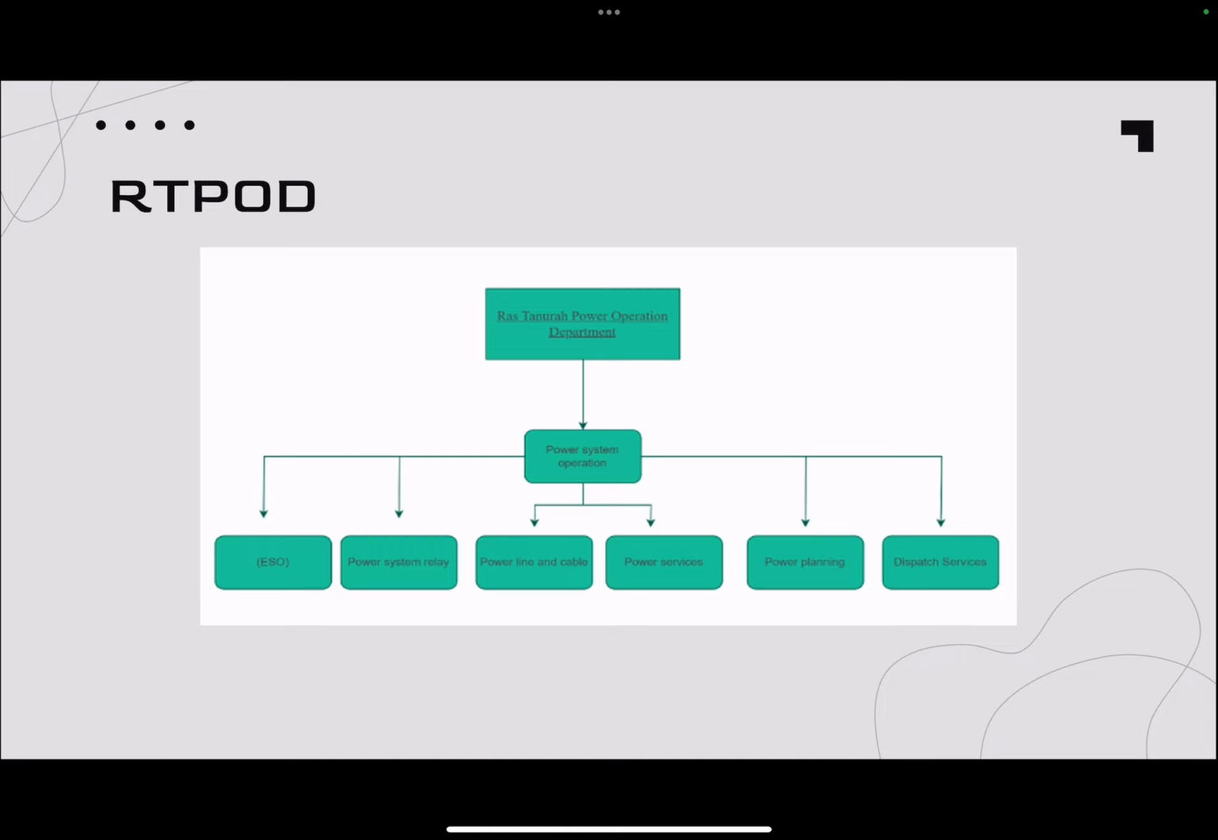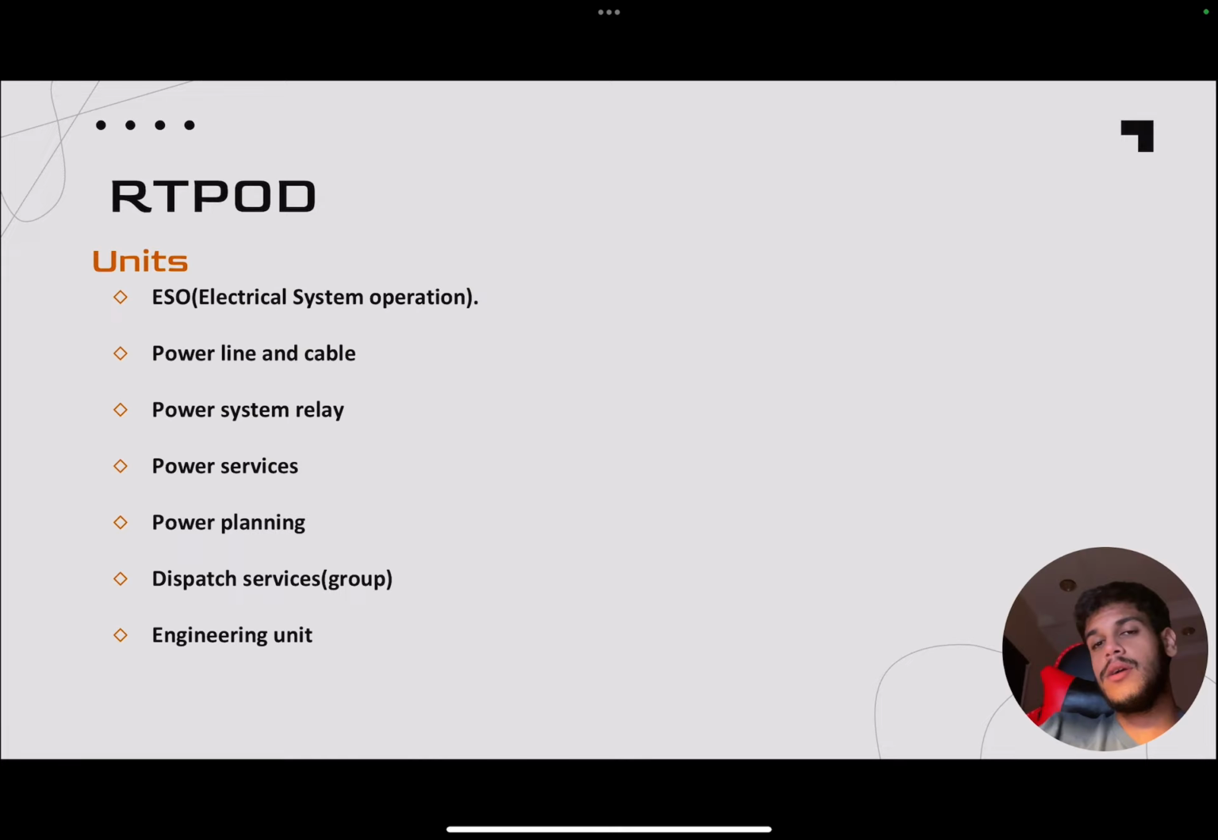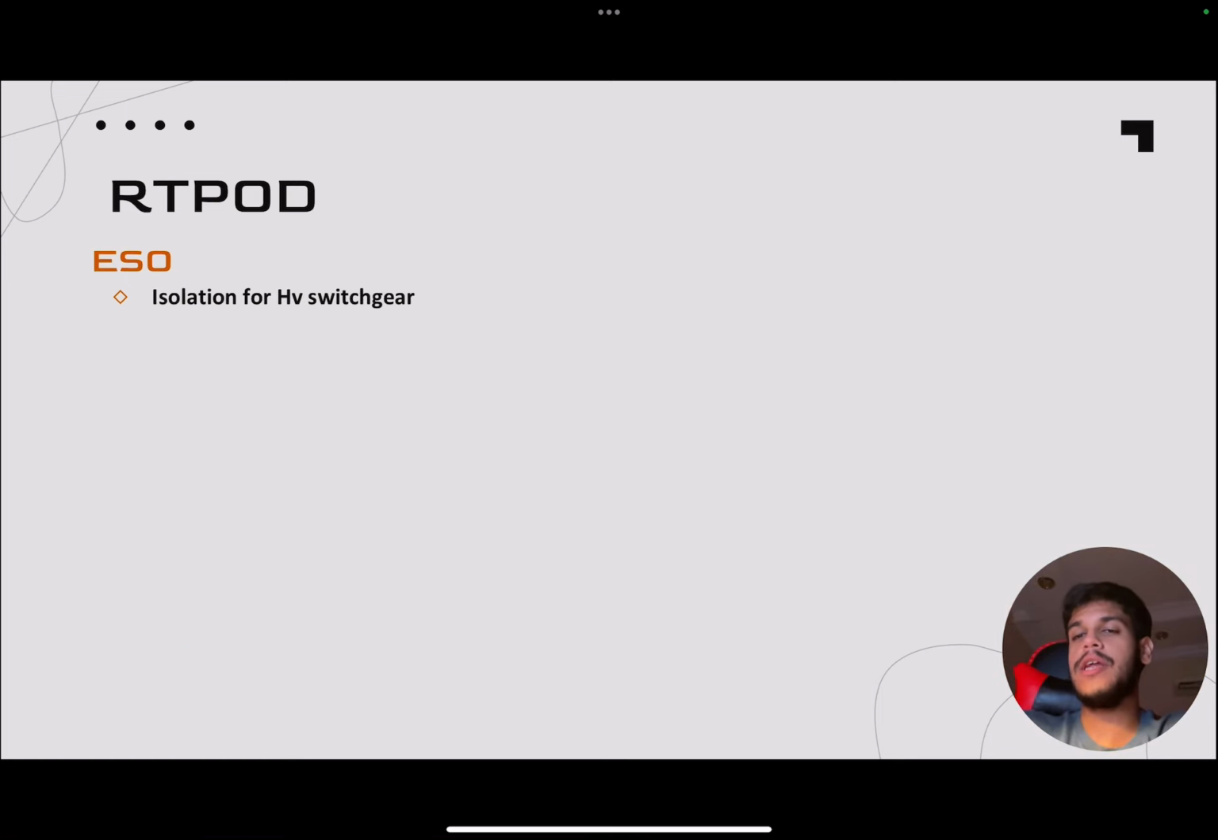So basically, this is the diagram for the Ras Al Noor Power Operation Division. RTBOD has two different managements: one for the power system operation and one for the engineering. We have 7 units and 1 group in RTBOD. We have the ESO, which refers to electrical system operation, the power line and cable, the power system relay, the power services, power planning, and dispatch services group, and the engineering unit.